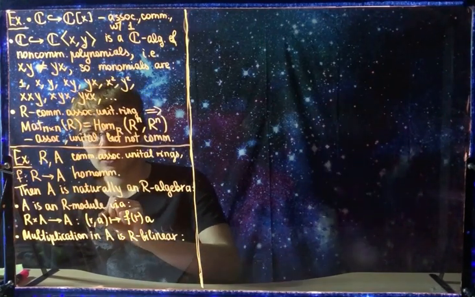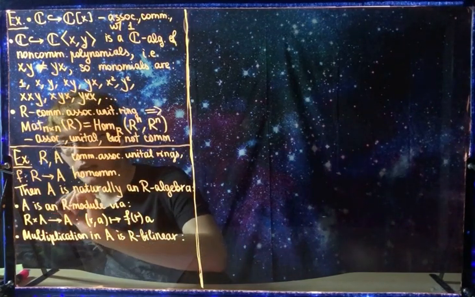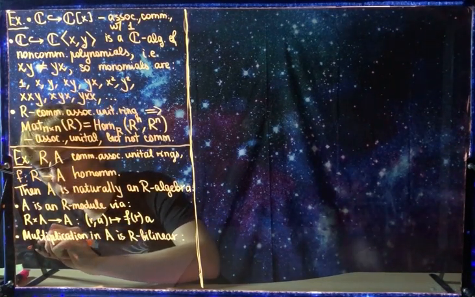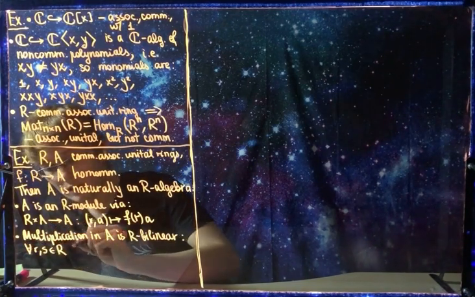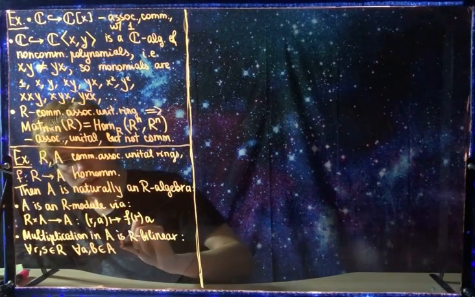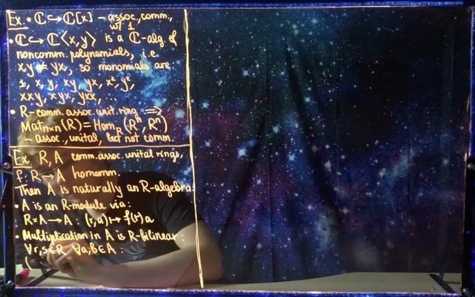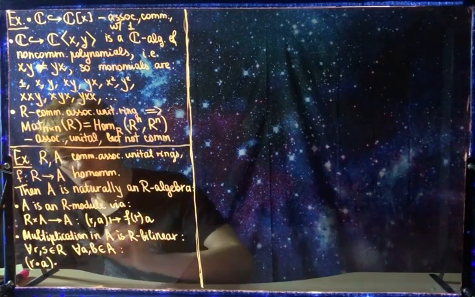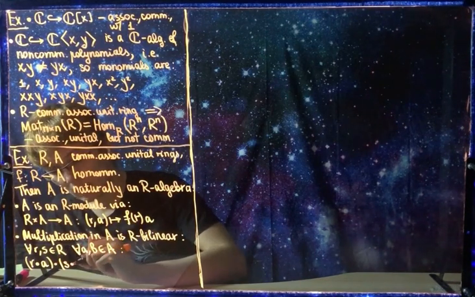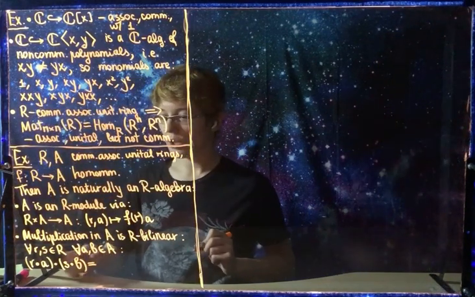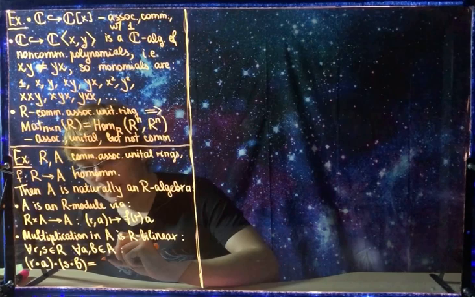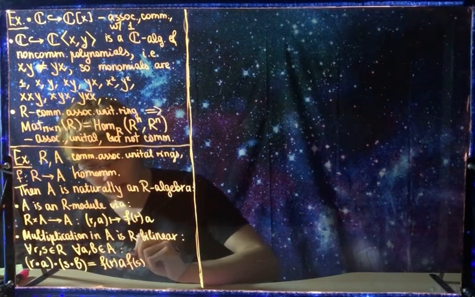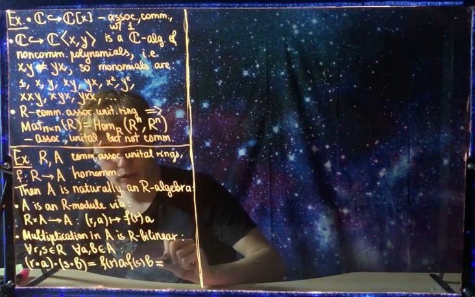So it is distributive, so we are not going to check additivity, but we want to see that if we have two elements r and s from R, and a and b from A, then multiplying a by the scalar r, by this definition, and then multiplying in A this by s times b, we want to check that this is equal to rs times ab. So let us write by definition that this is F of r times a times F of s times b, and this is all multiplication in A.